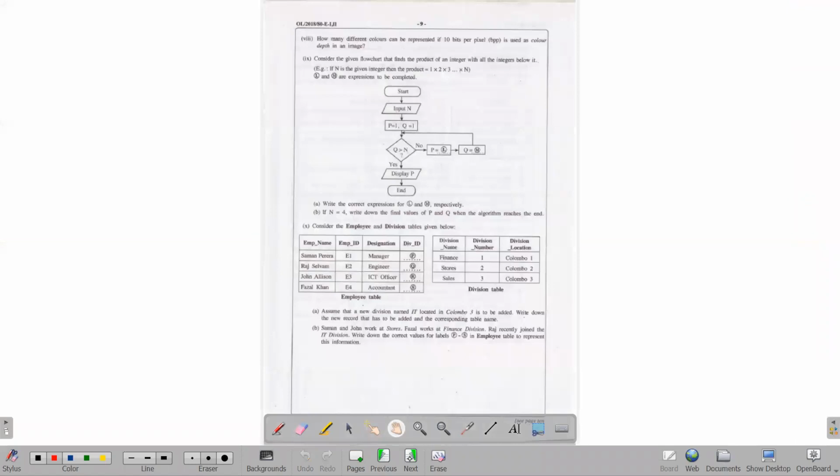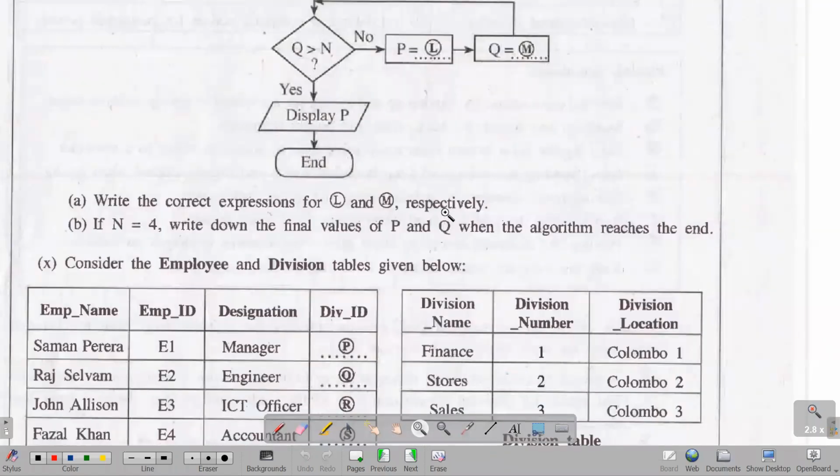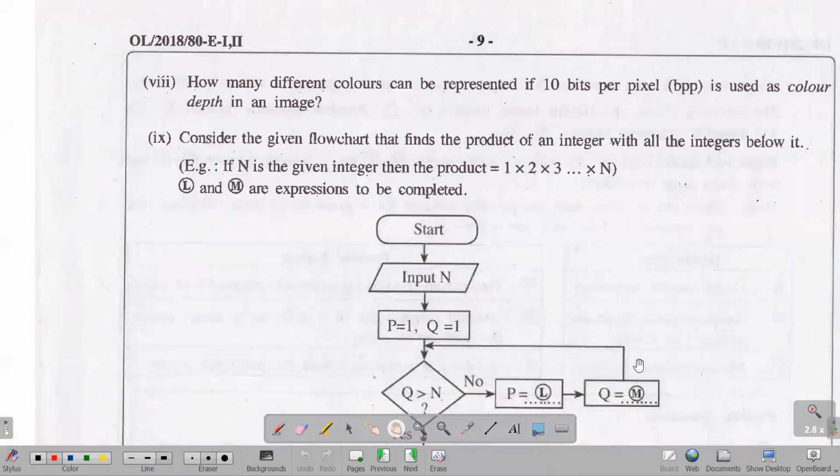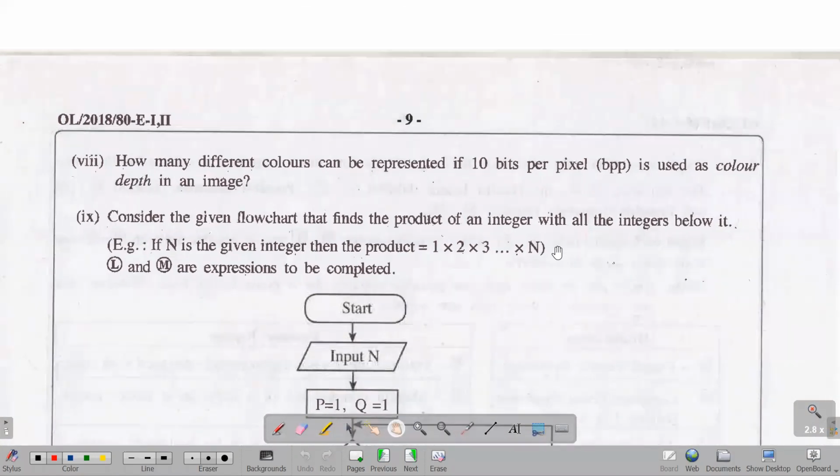Question number 7. The 7th part says, how many different colors can be represented if 10 bits per pixel is used as a color depth in an image. So, 10 bits per pixel.